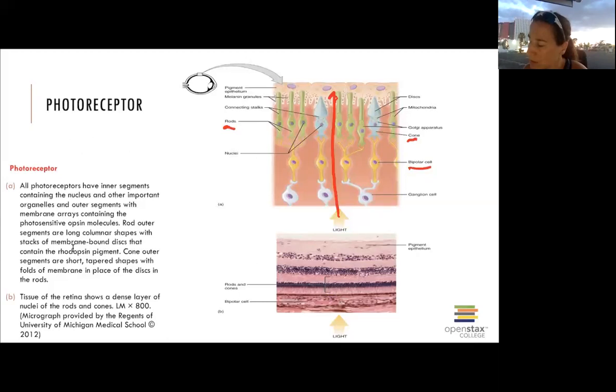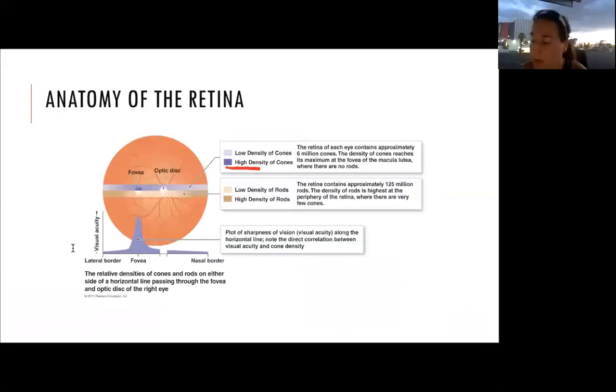Here is, again, in the Pearson image, a high density of cones towards your fovea. As you go away from there, the cones decrease. Rods are going to be highest on the outside and lowest on the inside. So they're kind of opposite.